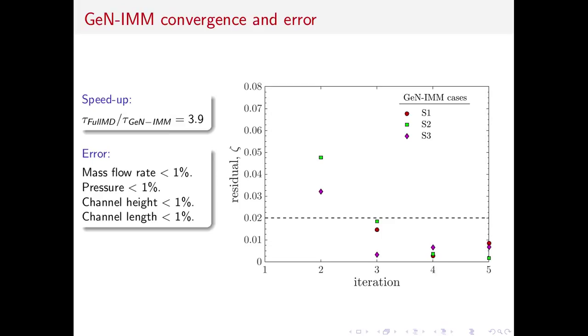So looking at the errors at convergence for all cases, the mass flow rate, the pressure at all boundaries, the channel height and the channel length, depending on which properties were allowed to vary in each case, they were all less than 1% away from those properties measured in the full molecular simulation. And this is highly accurate. You're not really going to be able to get any more accurate using molecular dynamics because of the noise inherent in it. And it's obviously a lot more accurate than the initial predictions, which were 60% out.